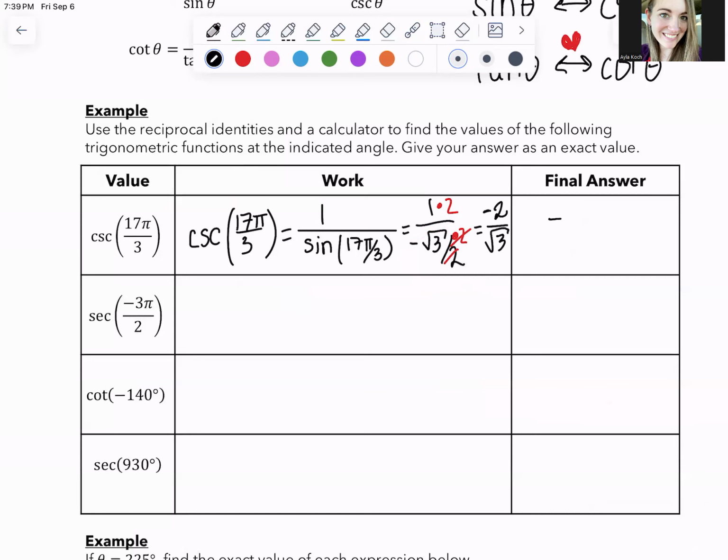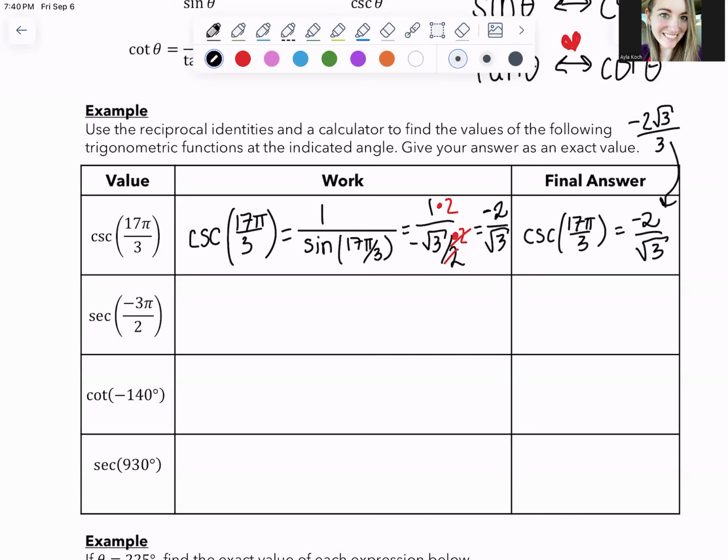So final answer, cosecant of 17 pi over 3 is negative 2 over root 3. You do not need to rationalize it. If you did rationalize it, it's totally fine. It's the right answer still. They're both right answers. But it would be -2 root 3 over 3 if you rationalized it. This guy here. All right.